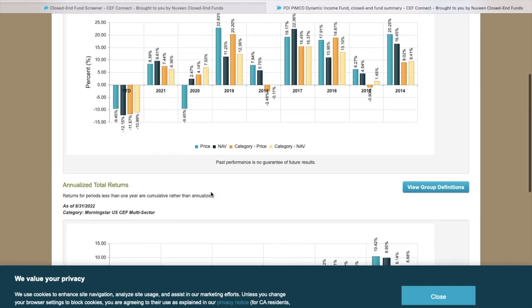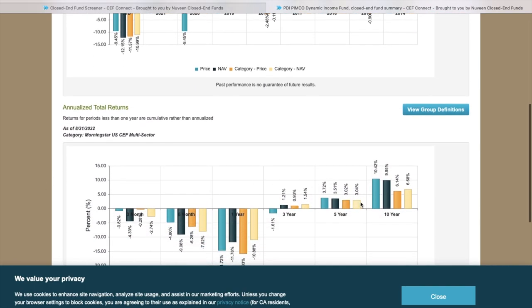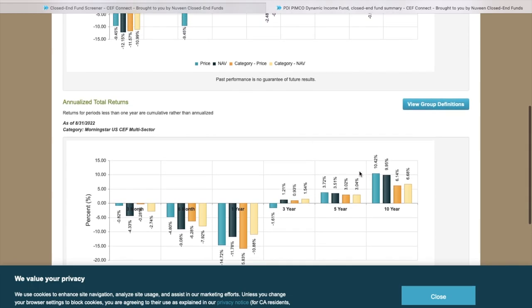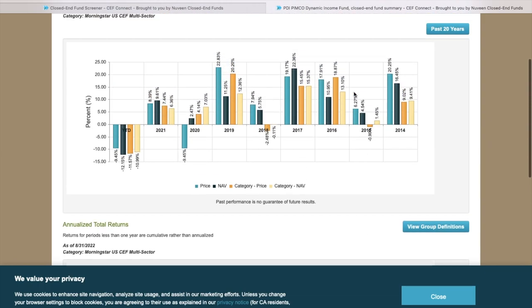And if you look down here at the 10-year performance, it's been pretty good, right around a 10% yield on a 10-year basis. These averages here have gone down because this has been a really bad year, so it's taken the 3-year and the 5-year averages down. But just looking at a 10-year, performance has been pretty good.